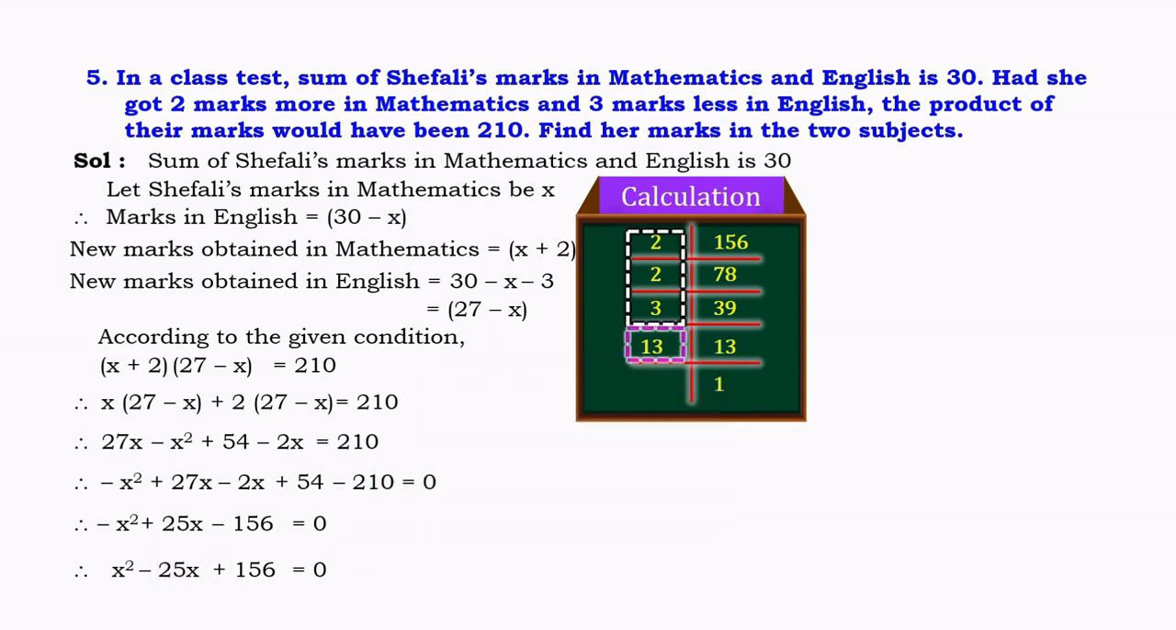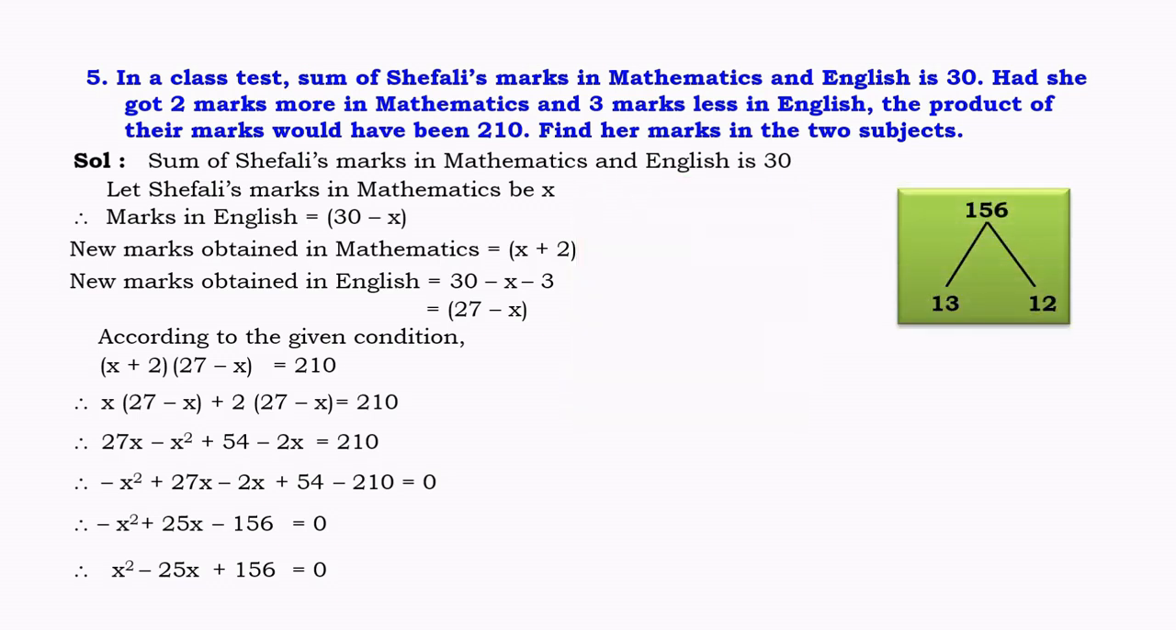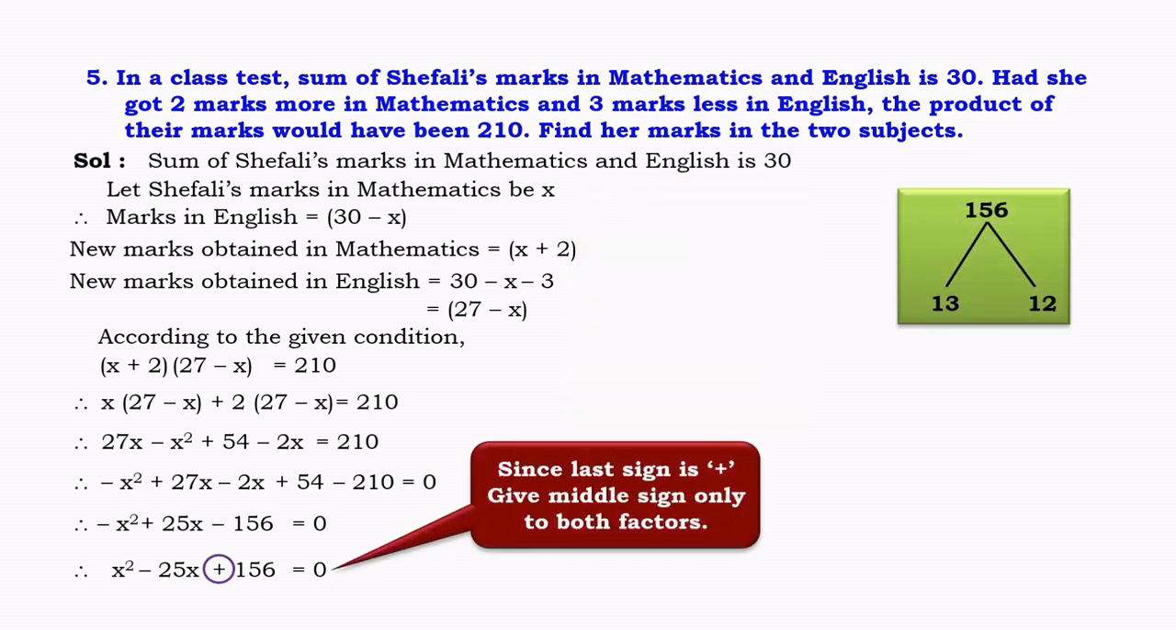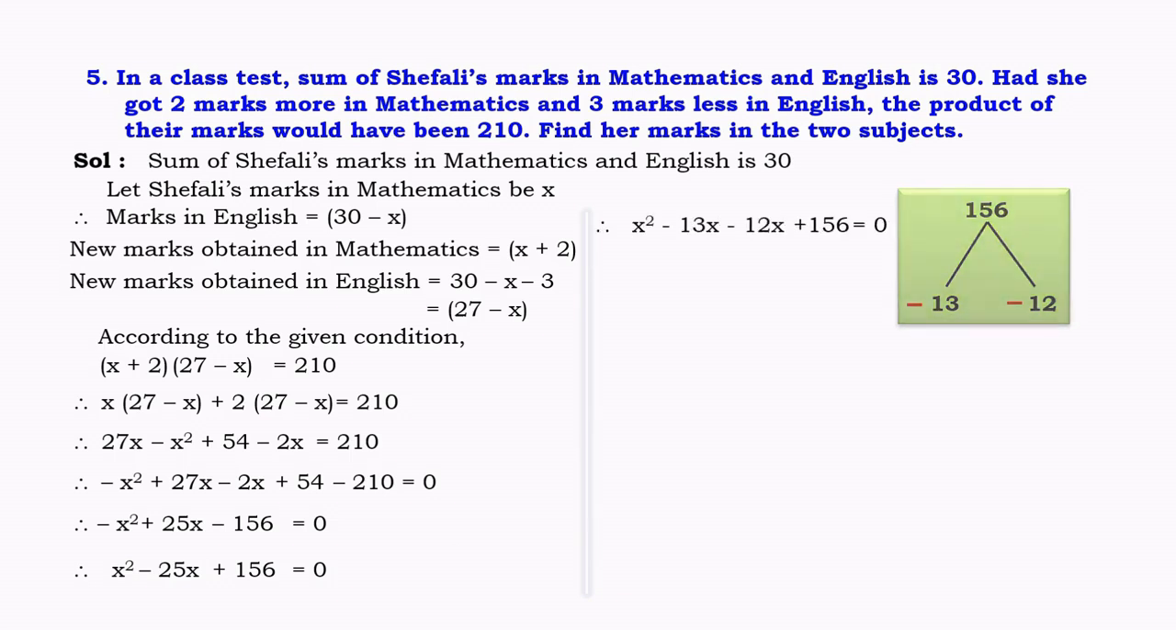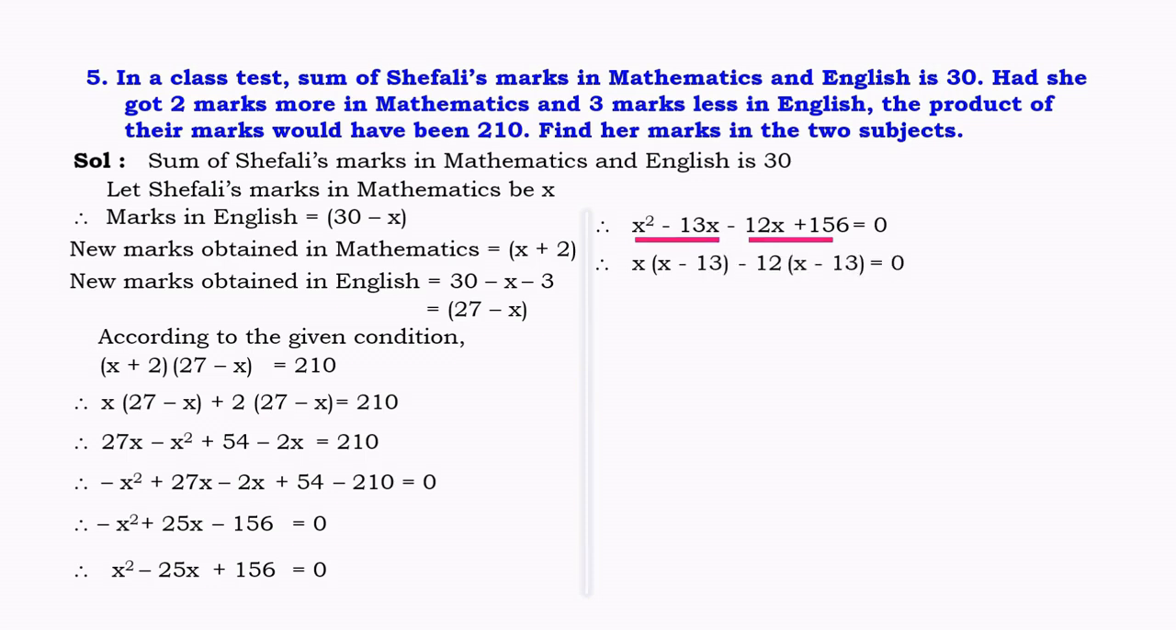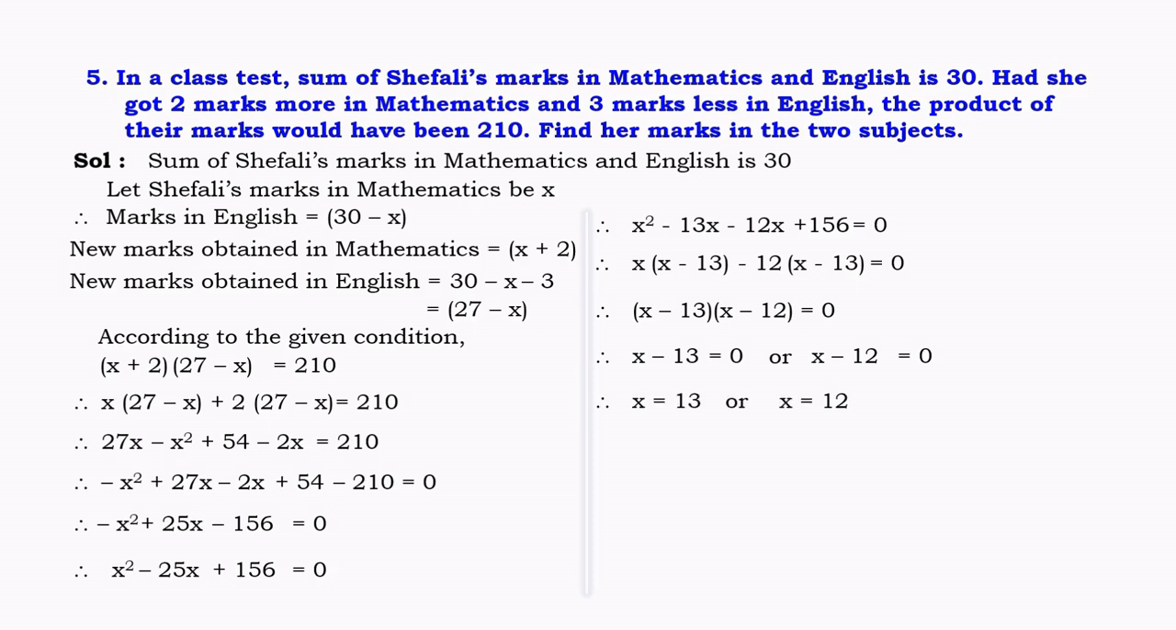Since the last term is positive and the middle term is negative, both factors will carry negative signs. Using these factors, we factorize the quadratic equation and get x minus 13 multiplied by x minus 12 equals 0. Therefore, x is equal to 13 or x is equal to 12. Let us check both possibilities.